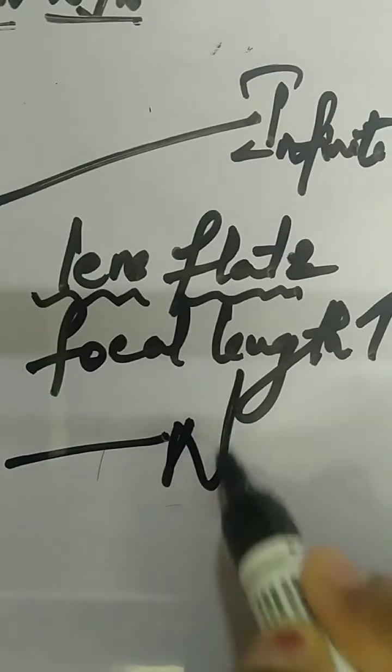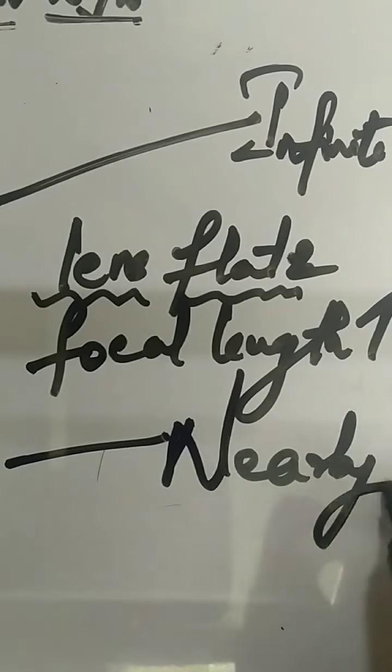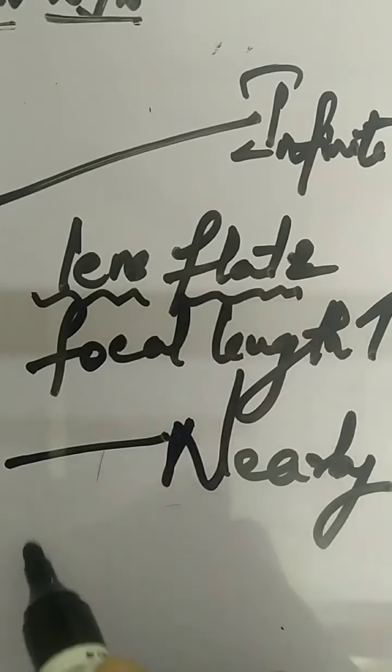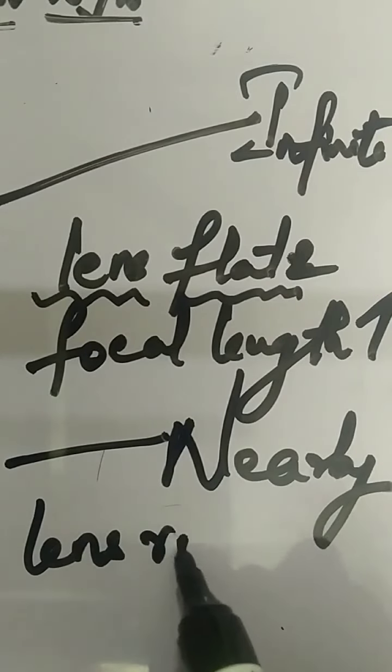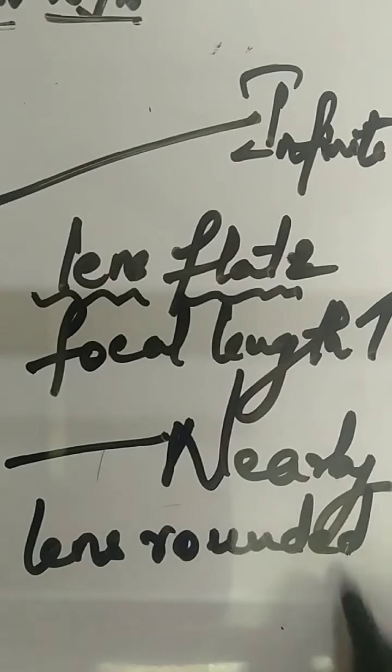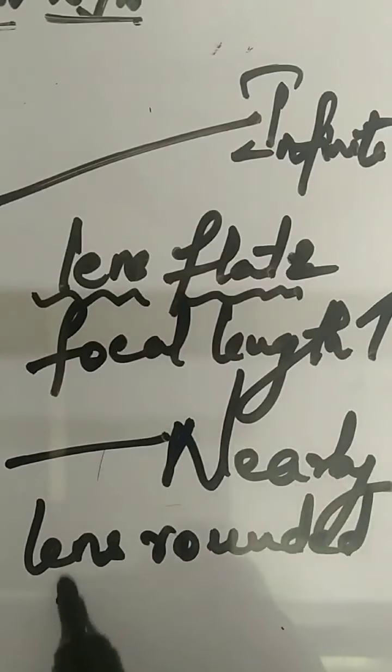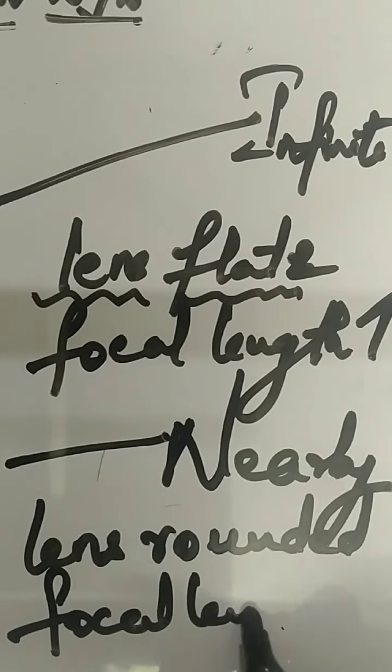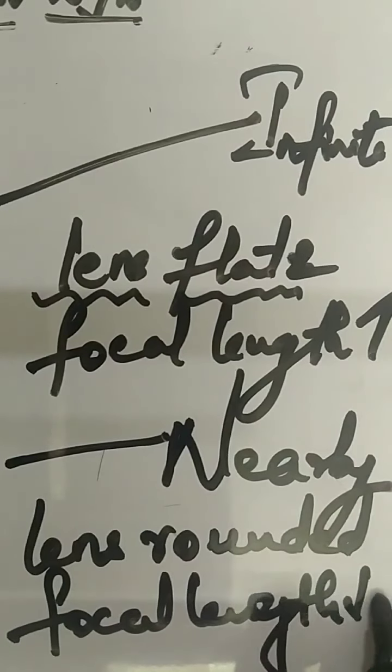Okay, and while you see objects which are nearby, just the opposite happens. When you see the objects which are nearby, the lens becomes rounded, bulging, and the focal length decreases, opposite of that. Okay, so all these adjustments are done by the lens. That's why I told you in the beginning, no? Lens does small adjustments of the focal length and the image is focused. You get a focused image.